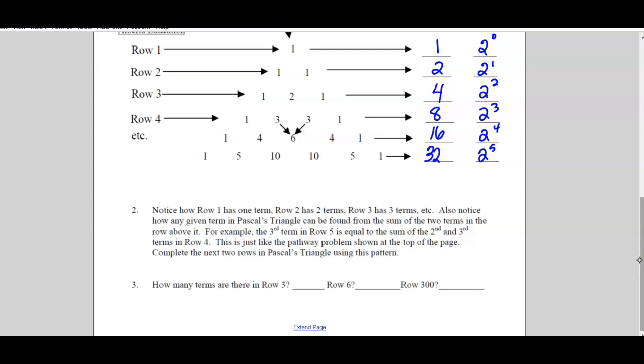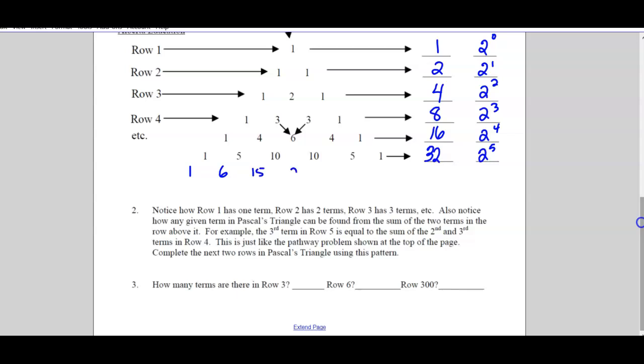Okay? So, summarize what we just said here. Notice how row 1 has 1 term, row 2 has 2 terms, etc. Also notice that there's a pattern. I didn't go through that, but each entry is the sum of the diagonals above it. So you can always get the next row by using that property. And then here, complete the next 2 rows. So let's just do that quickly.